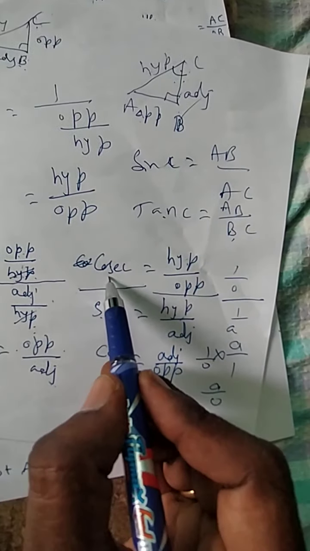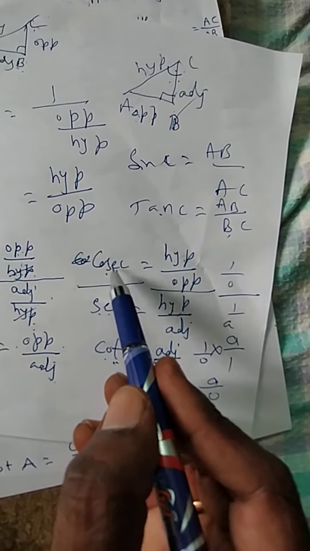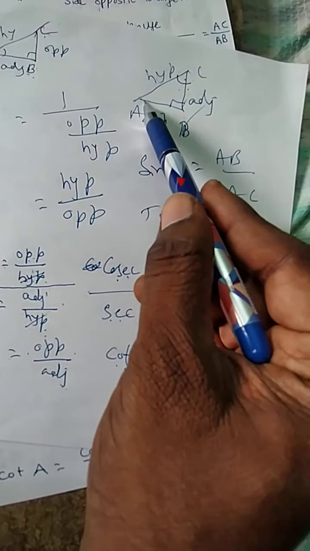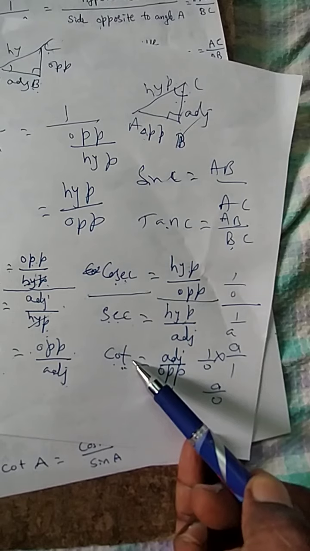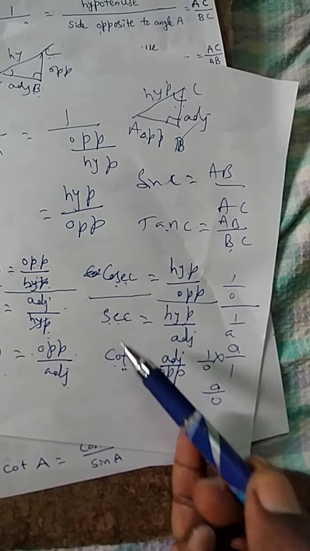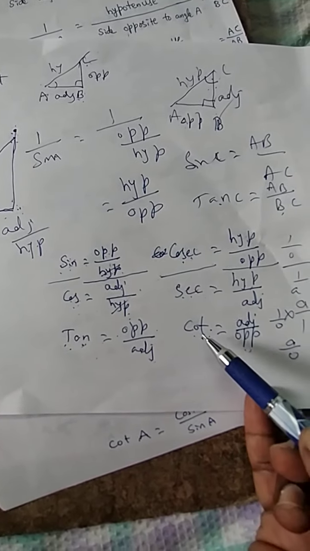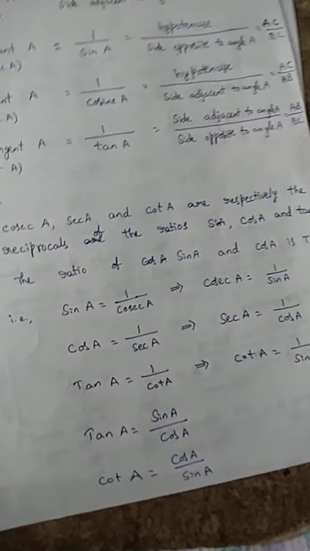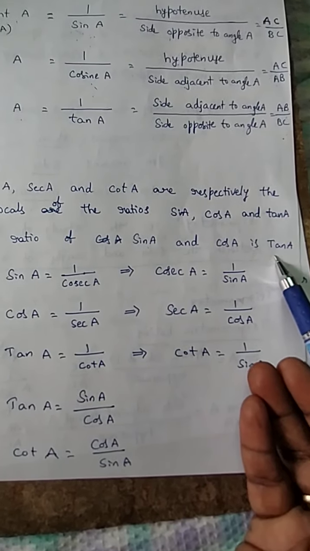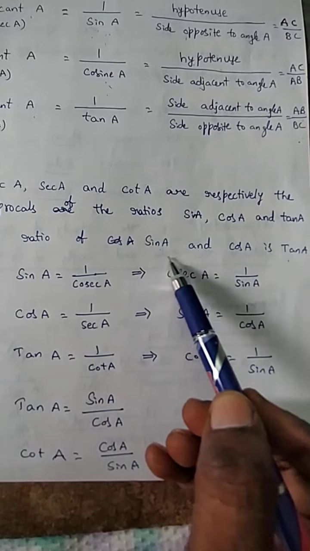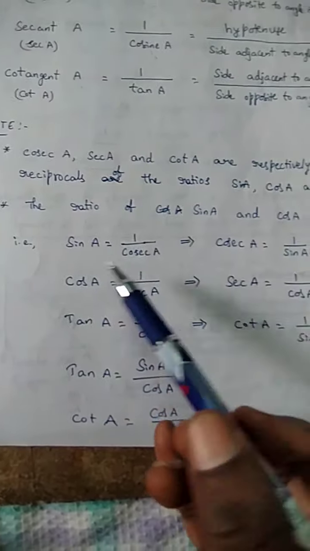So cosecant theta by secant theta is equal to cot theta. Theta means whatever angle you can substitute in place of A or C. Cosecant A by secant A is equal to cot A. Cosecant C by secant C is also equal to cot C. Same: sin by cos is tan, cosecant by secant is cot. The ratio of sin A and cos A is tan A, then the ratio of cosecant A and secant A is cot A.